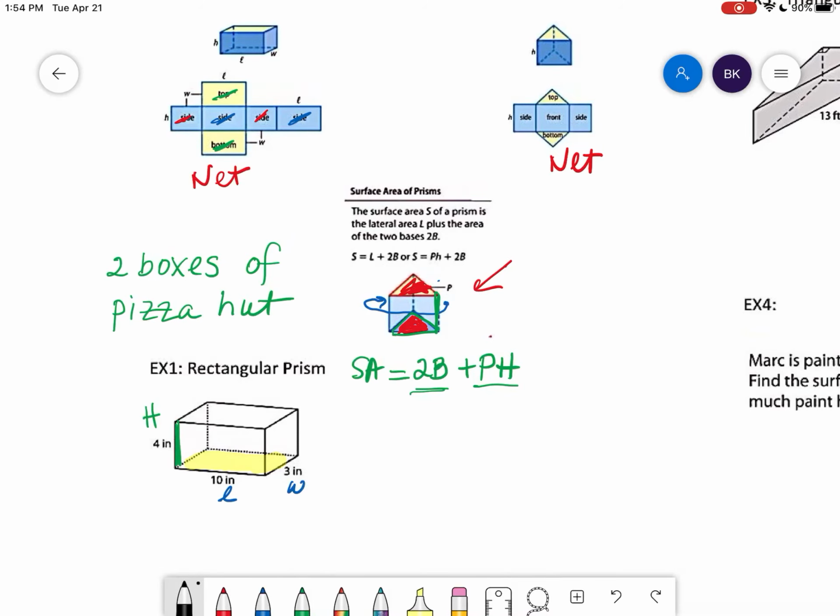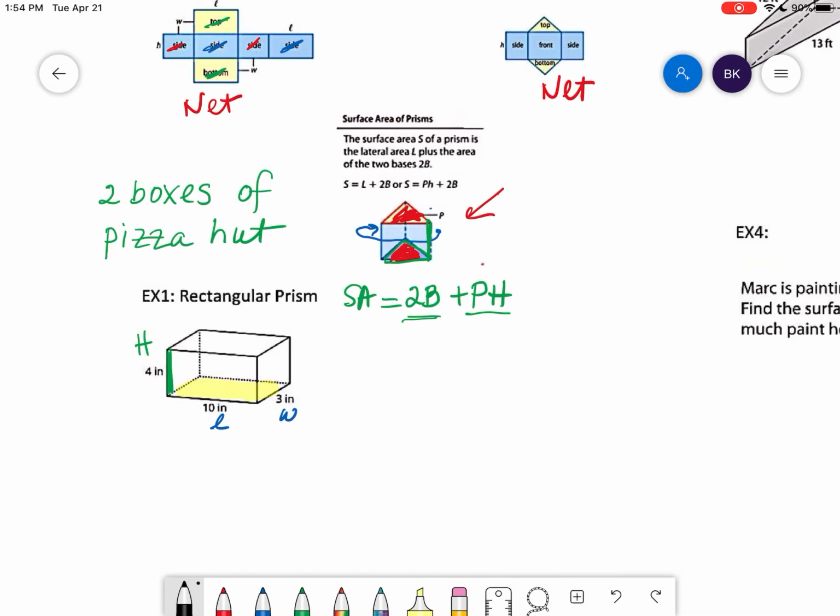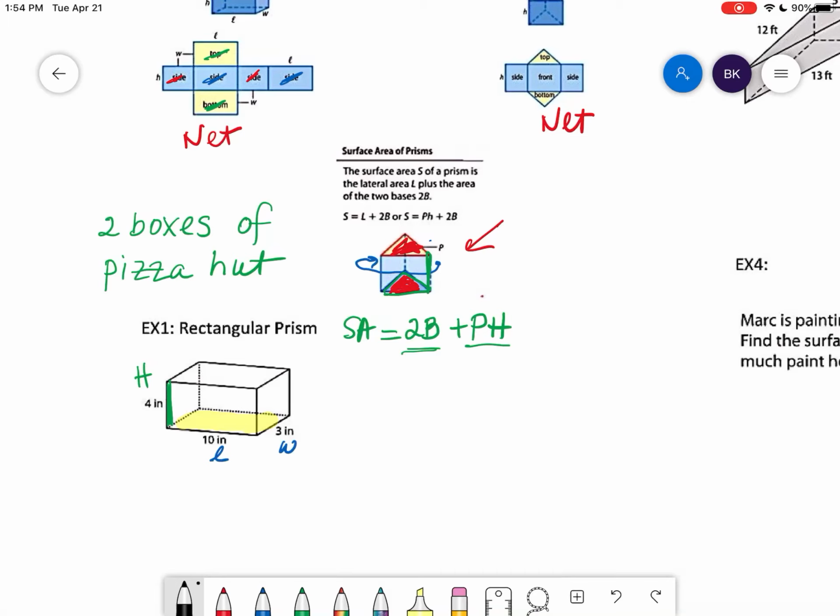I like to break down my work, and I like to list the steps so I don't get lost. Again, you do what works for you, and I'm going to do what works for me. So the first step will be to find the area of two bases, or 2B. 2 times, and then my base is 10 and 3, length and width, so I'm just going to multiply 10 times 3, and that's going to be 60 meters squared. That would be the area of two bases.